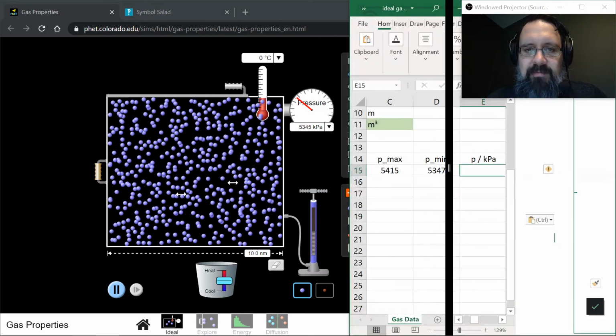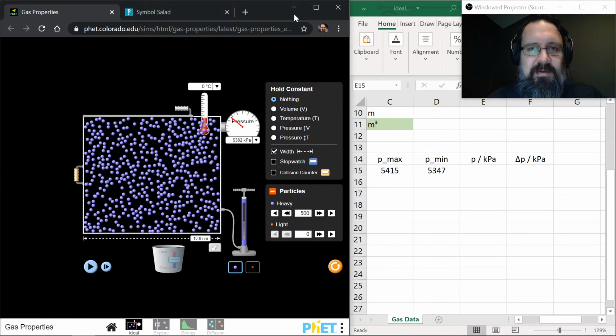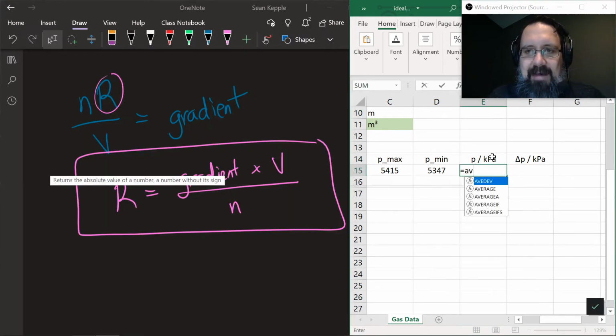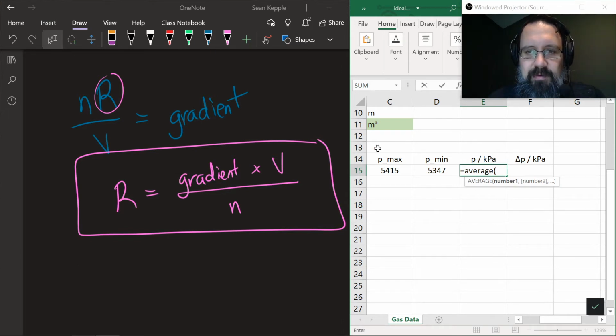Now to find the pressure, let me pause the simulation so my computer stops lagging. To find the pressure, what we're going to do is take the average of these two over here, the maximum in C15 and the minimum in D15. I'm going to take the average of these two. Okay, there we go. So 5381 is our average of these two. I was getting a little bit ahead of myself there.